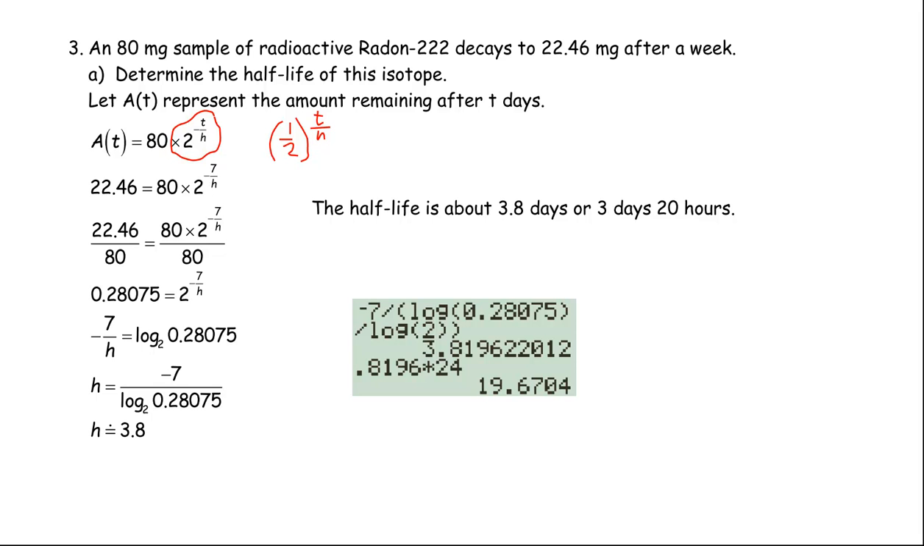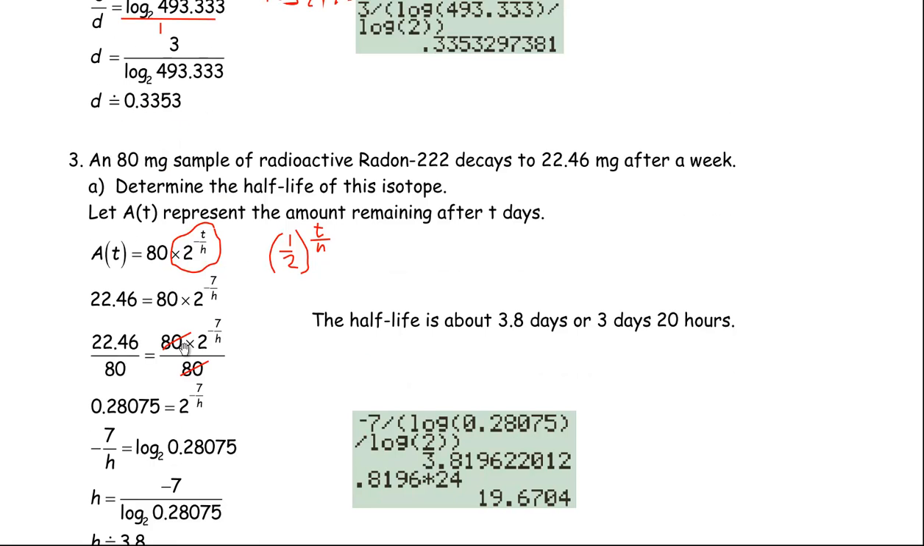And so I want to isolate for h here, and so I want to get this term alone, so I'm dividing out the 80 in the next line. So the 80s divide out, and so I get 2 to the negative 7 over h equals, and that divides to 0.28075, and then I'm going to rewrite it in its equivalent log form. So the exponent, the negative 7 over h, would equal the log of this base 2. And again, I'm isolating for h.